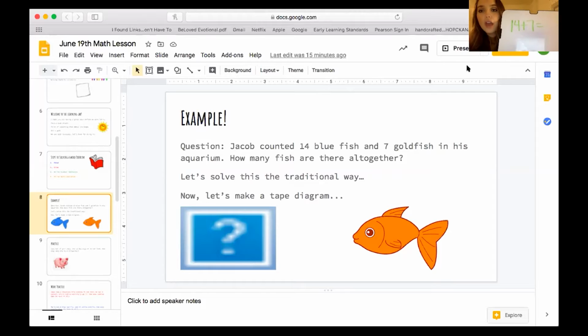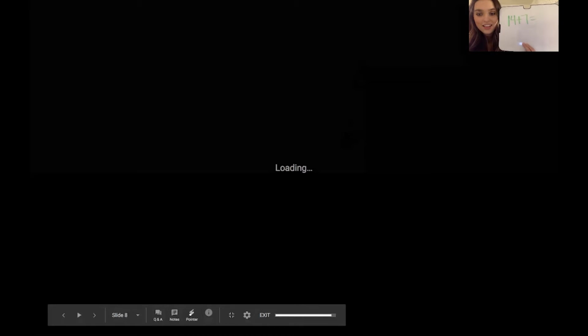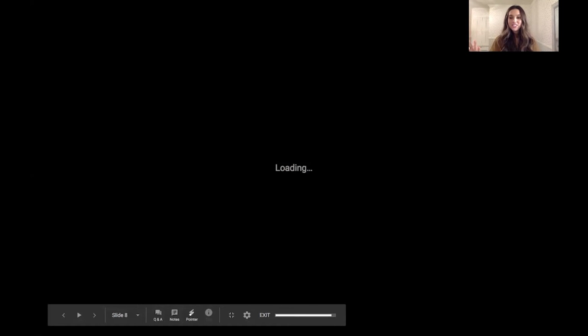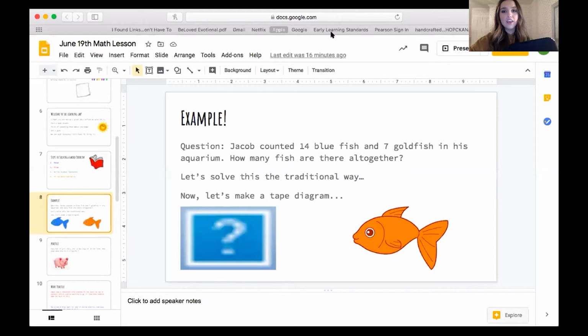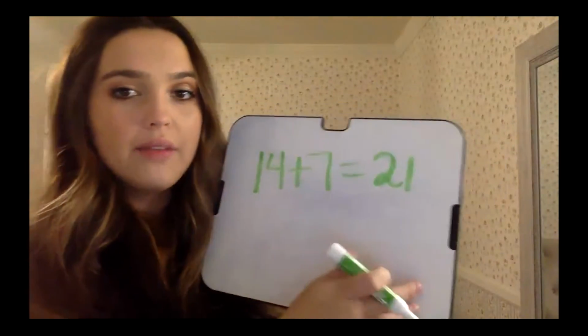We would look and say, okay, 14 plus 7 equals, if you know the answer, go ahead and say it. 14 plus 7 is 21. 21, very good. And that's how we would get it if we were just creating a traditional number sentence and not using any sort of diagrams for our strategy.